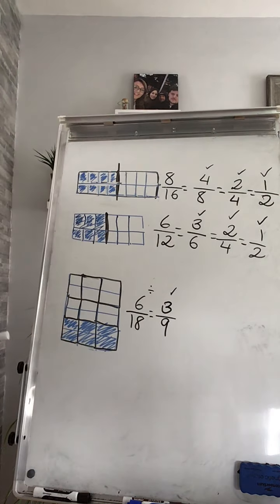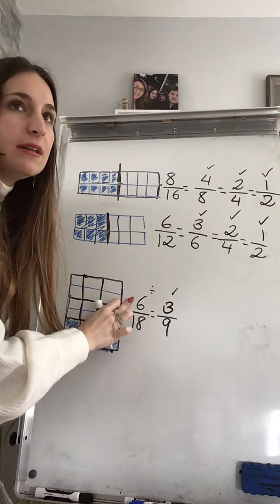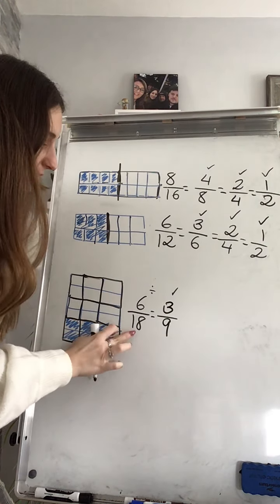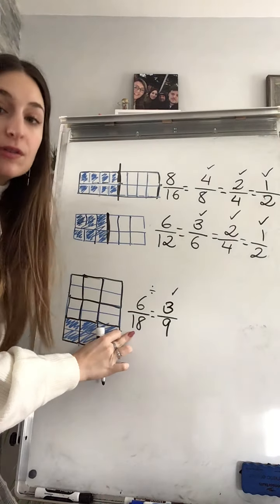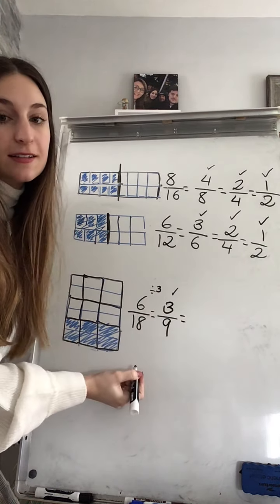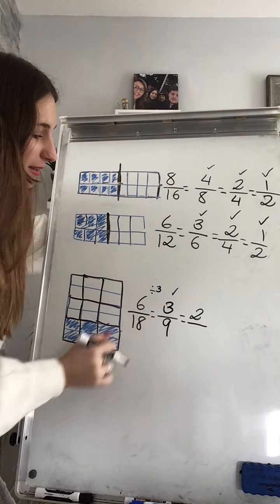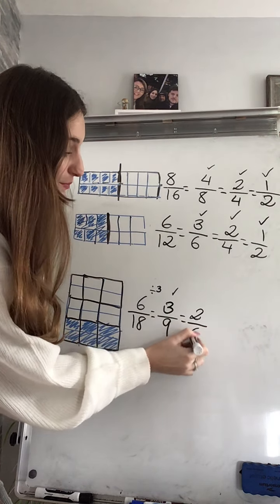Let's go for 3. Is 6 on my 3 times table? Yep. Is 18 on my 3 times table? Yeah. 6 divided by 3 is 2, well done. 18 divided by 3 is 6.